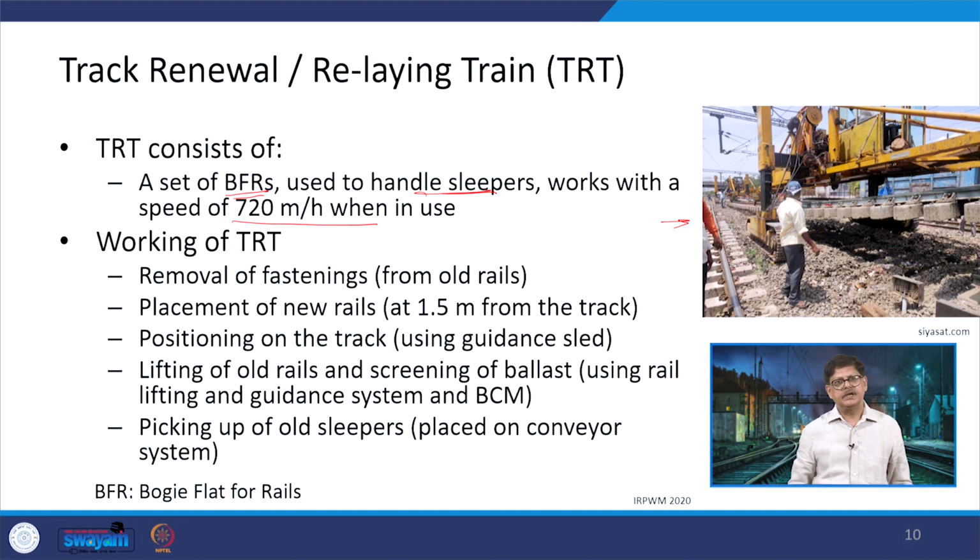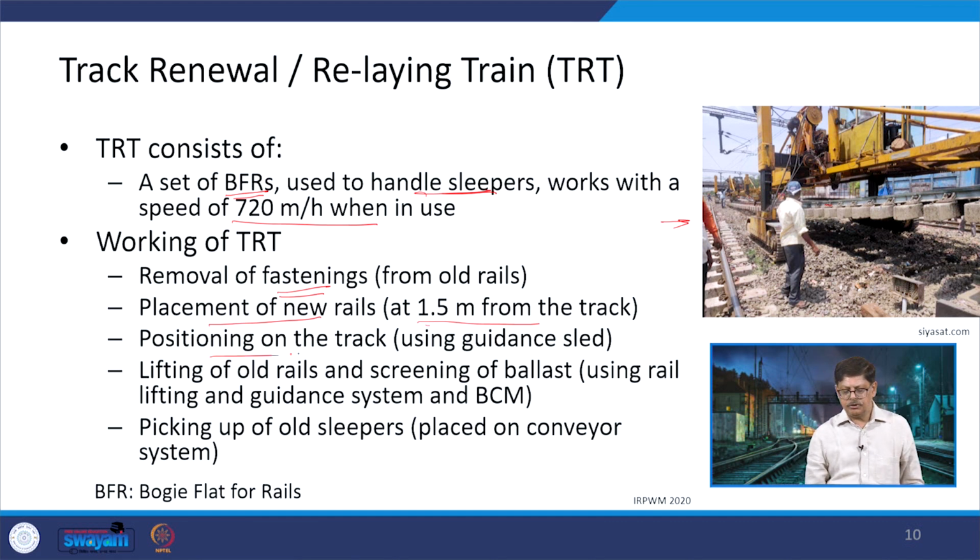Then how does this TRT work? First of all, you have to remove the fastenings. If you are changing the rails and the sleepers, then obviously the fastenings have to be taken out. These fastenings will be removed from the combination of the old rails and sleepers. Then the new rails are usually placed at 1.5 meters from the track. So, on the side of the track the rails are already placed.